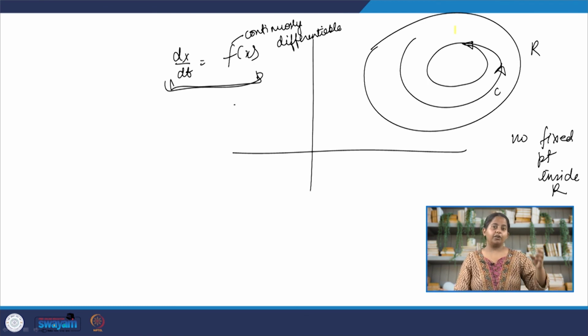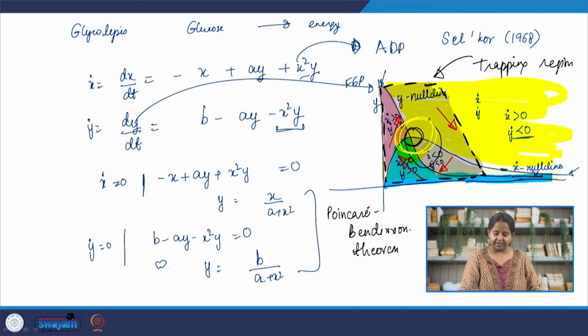In the next lecture, we are going to continue the discussion on the glycolysis model. We are going to solve it. We are going to try to identify whether it has a fixed point, or this place here is actually showing us an isolated orbit.